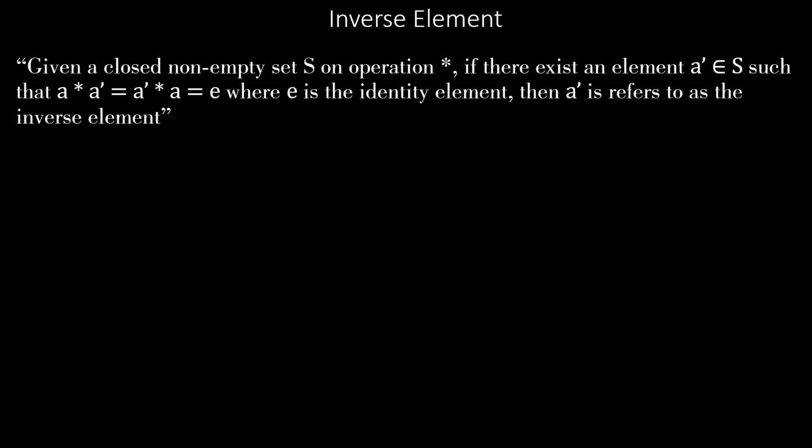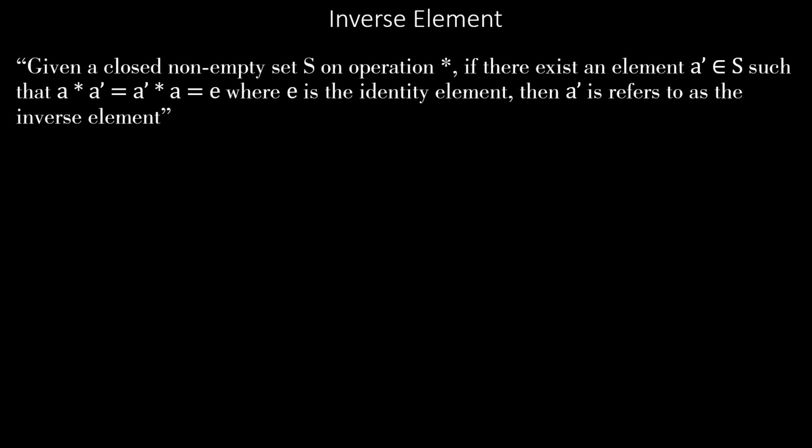The last property we are going to be looking at is the inverse element. The inverse element is greatly related with the identity element. Given a closed non-empty set S on operation asterisk, if there exists an element a prime of S such that a asterisk a prime is equal to a prime asterisk a equals e, where e is the identity element, then a prime is referred to as the inverse element.